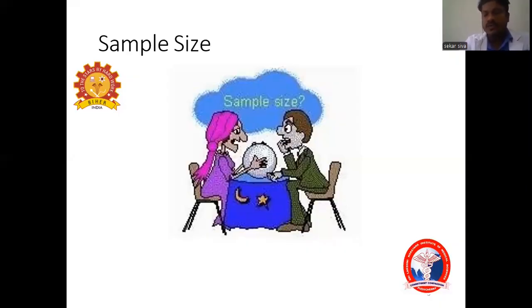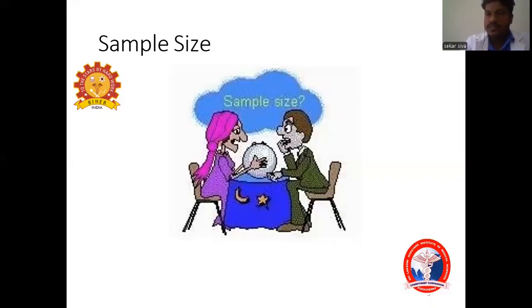We have to understand what values we should put. 4pq by d square is a mathematical formula. If you give any value, it will give a sample size, no issues. But we have to understand what values we should put. Our research questions vary, research types vary, and research methods vary. For each method, for each type, we have different formulas.